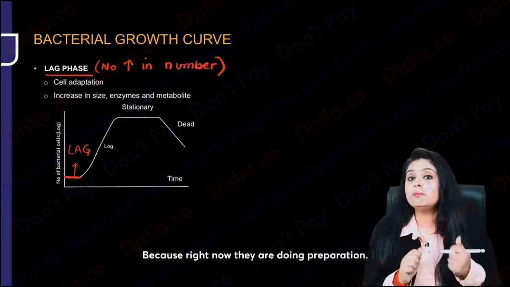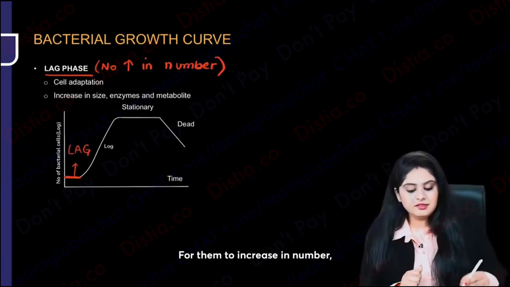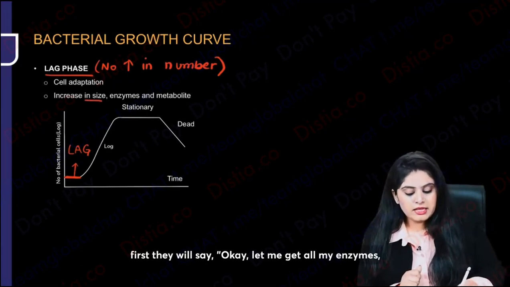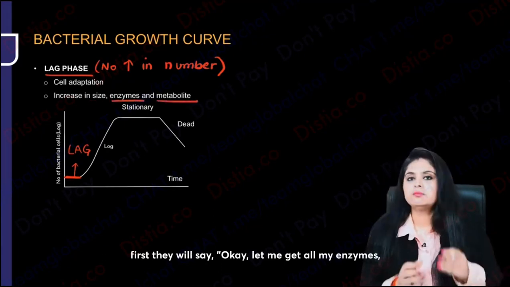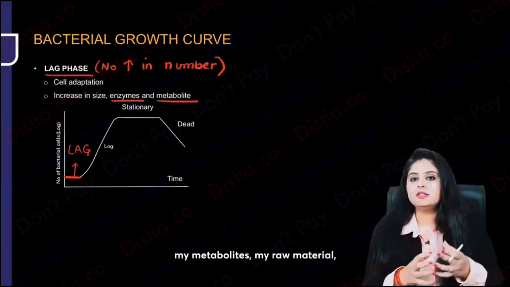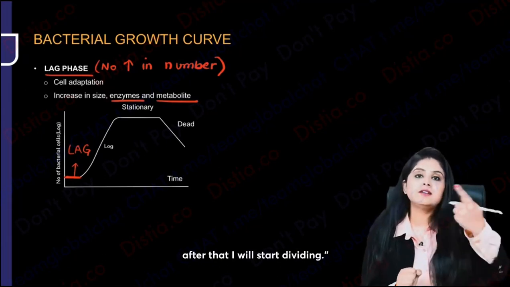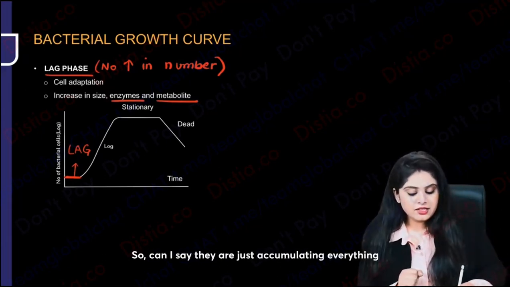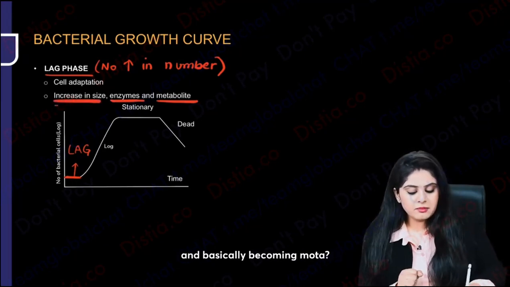Because right now they are doing preparation. For them to increase in number, first they will say, okay, let me get all my enzymes, my metabolites, my raw material, let me get everything together. After that, I will start dividing. So can I say they are just accumulating everything and basically becoming mota?